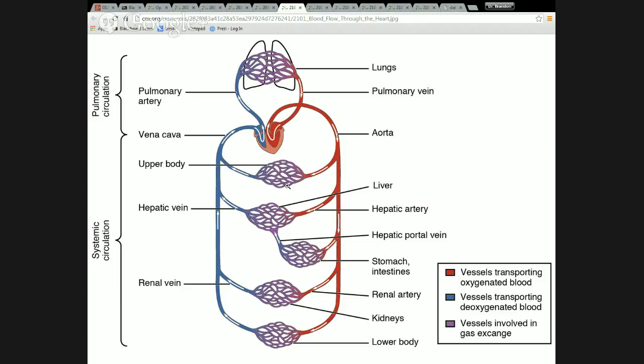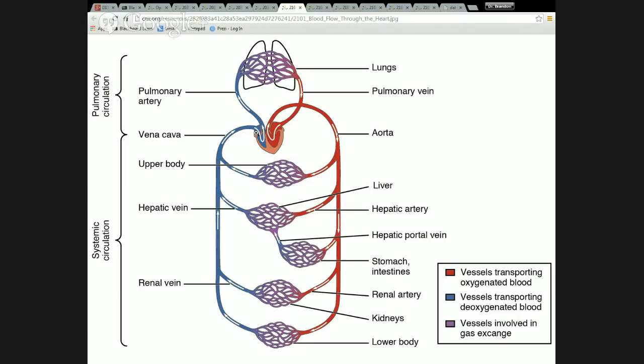And there's three major types of vessels we're going to consider. Coming away from the heart, going out to the body, we have arteries, which then feed into capillaries where various substances are exchanged between the blood and the tissues of our body. And then the blood moves out of the capillaries into the veins, which then carry the blood back to the heart.